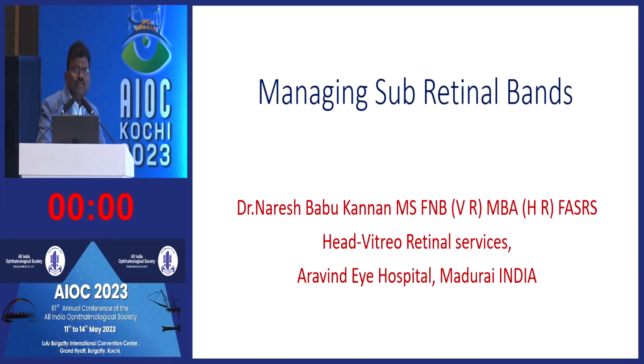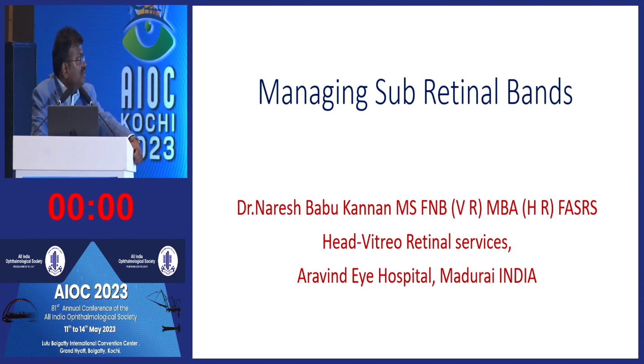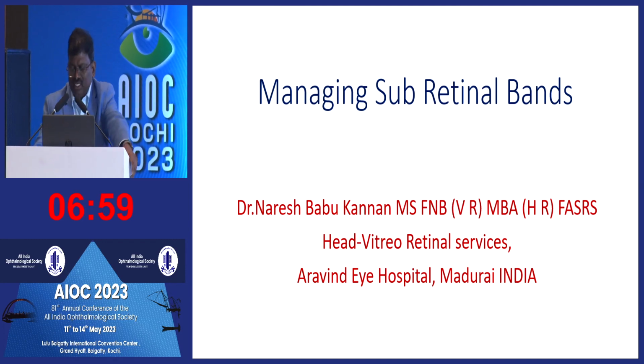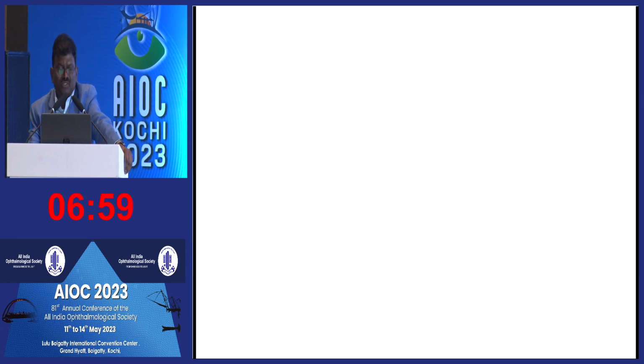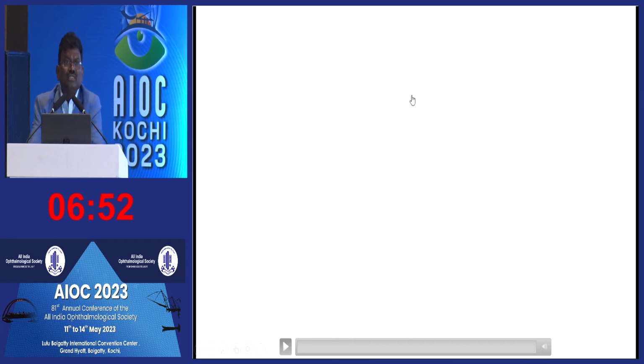Thank you, viewers, and thank you, chairpersons. So we'll be having two videos straight away. This is my disclosure. We all know that subretinal gliosis is quite common in cases of chronic retinal detachment, and that hinders the settling of the retina.